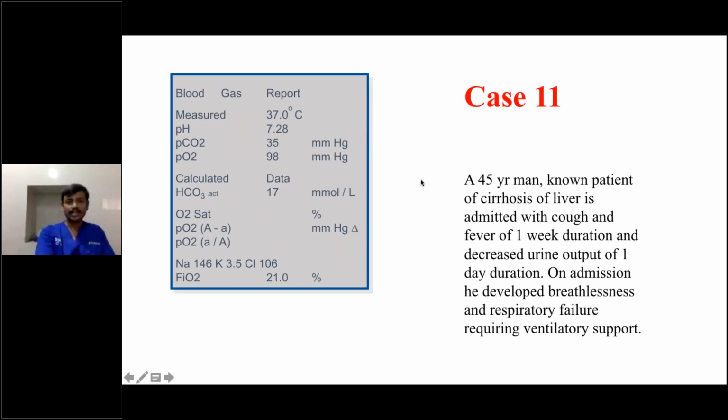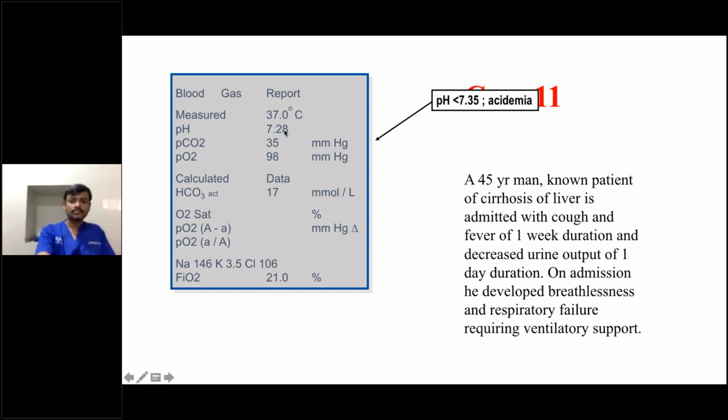So another case here: a 45-year-old man, a patient with cirrhosis of liver, cough, fever of 1 week duration, decreased urine output of 1 day duration. The moment you say cough, fever, the respiratory problem is also there, and with decreased urine output, a metabolic problem is also there. So we are expecting some mixed disorder here. The patient is coming with breathlessness, respiratory failure.